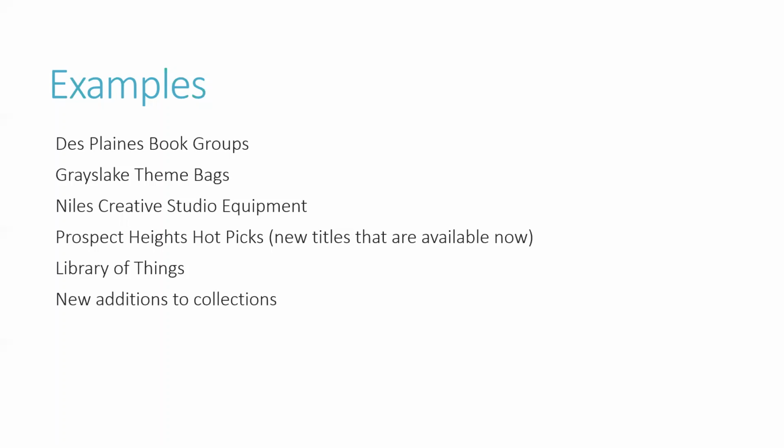The Niles Creative Studio, and a lot of libraries having a makerspace or some type of digital environment these days. It's a really nice way to put things out into your community that they might not know about unless they were stopping by a public service desk. Prospect Heights is one of my favorites, where they've got a hot picks carousel where it features new titles that are also available right now. I've seen a lot of Library of Things carousels, and any sort of new additions to your collection, you can feature those through an automated record set.